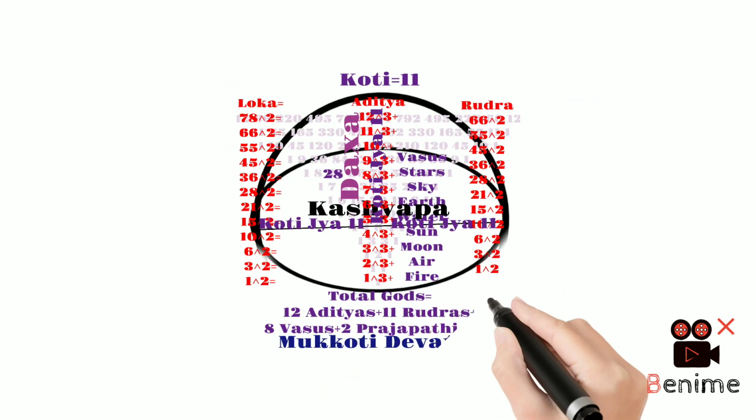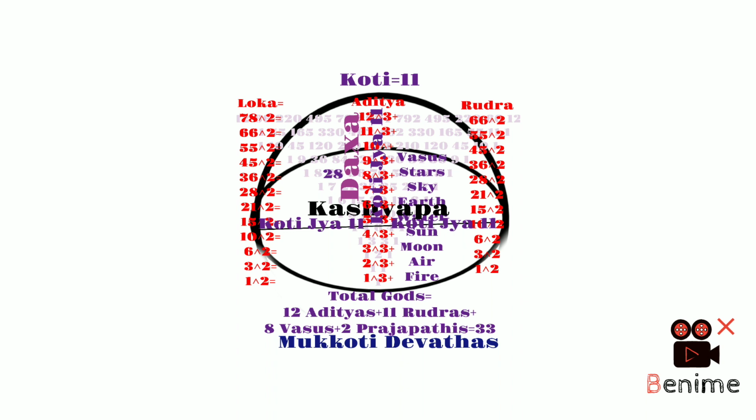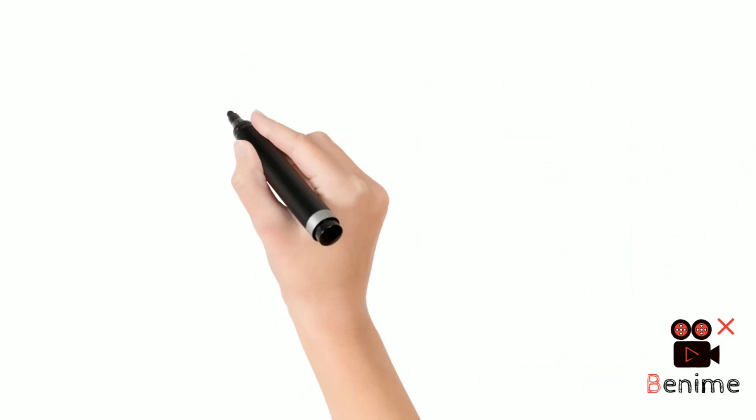And then we have the Mukkoti Devathas. Who are these Mukkoti Devathas? Mukkoti Devathas, as I told you, are 33 gods: 12 Adityas, 1 cube to 12 cube, and 11 Rudras, 1 square to I think 66 square or something. Yeah, 66 square. And then 8 Vasus and 2 Prajapatis. In total, they make 33.